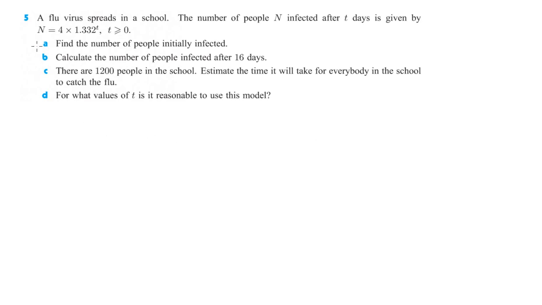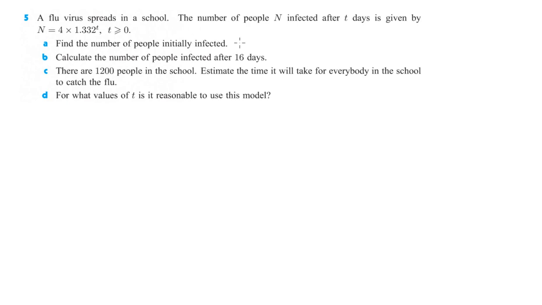I'm going to take you through some of the problems from the AE assignment. Okay, so we're going to start here with number 5. A flu virus spreads in a school. The number of people N infected after T days is given by this formula here. Find the number of people initially infected.